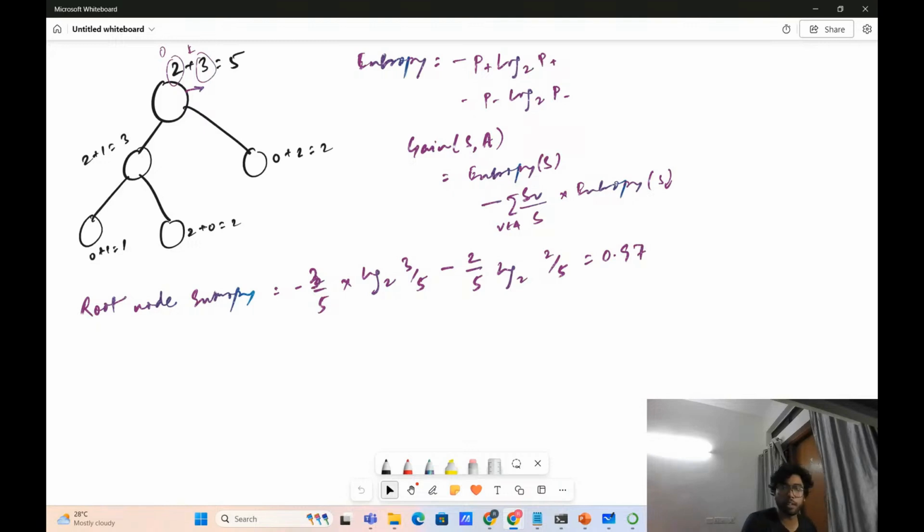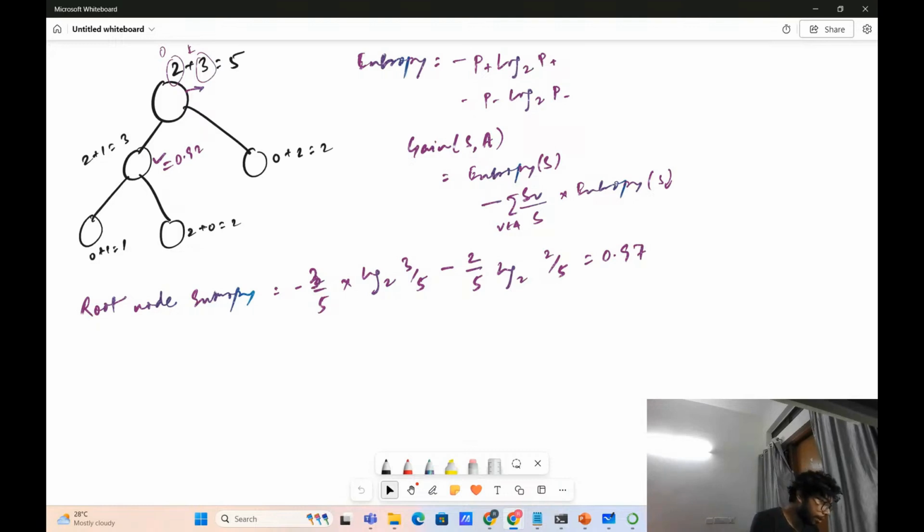Similarly, you can calculate the entropy for all the other nodes. So you can calculate for this node. Using the same method, you do the calculation on your own, this will come out to be 0.92. You verify this result by doing the calculation. I'm just giving the answer.